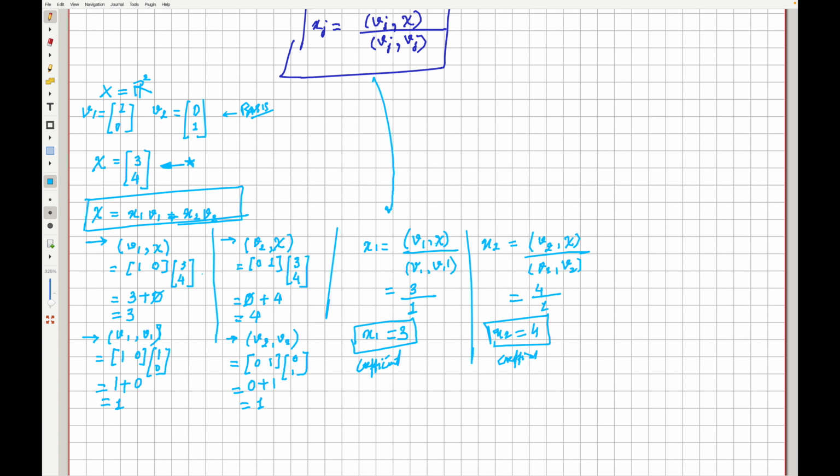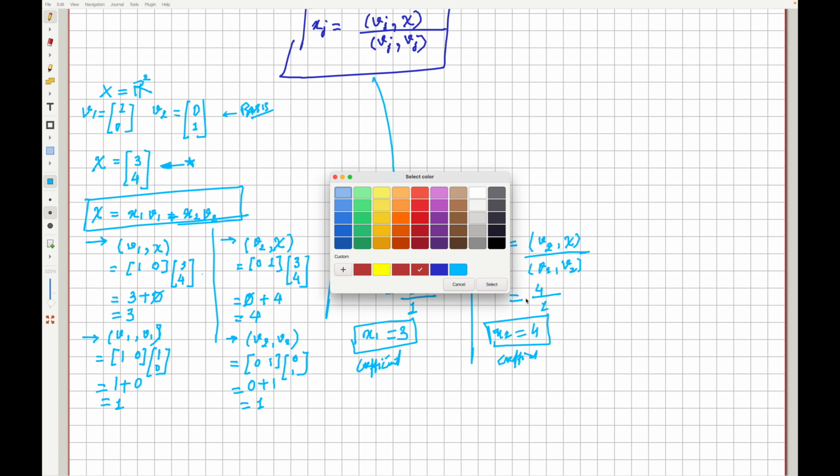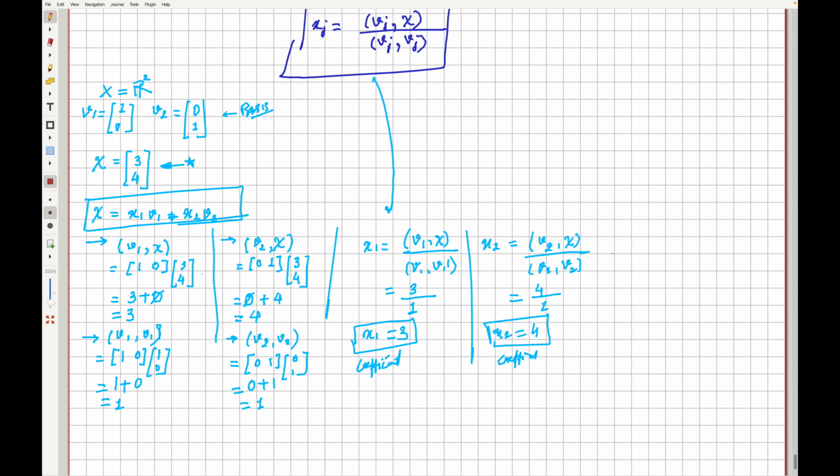Again, this is the coefficient that we are trying to find for this relation that we have. And so in the end what we have found out is that the value for x is equal to 3 times v1 plus 4 times v2.